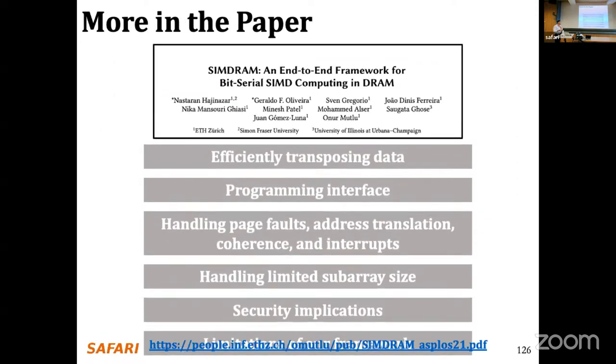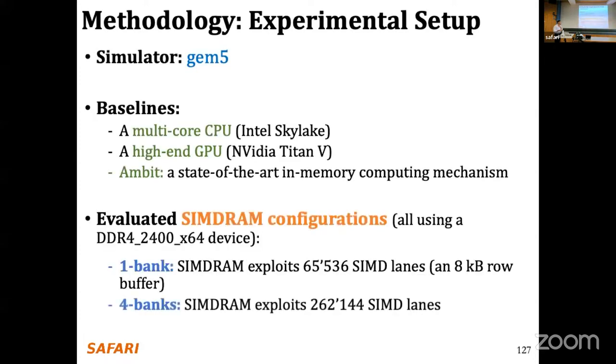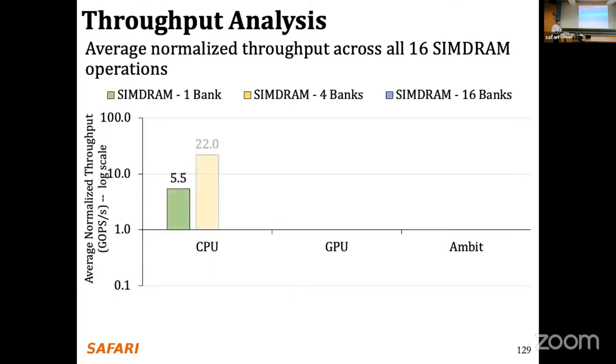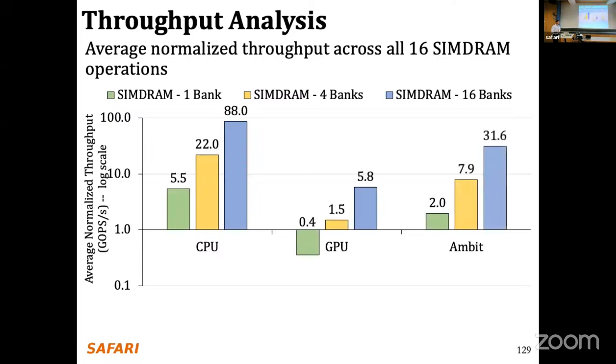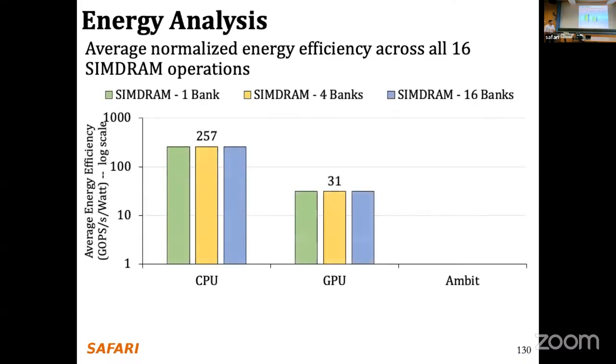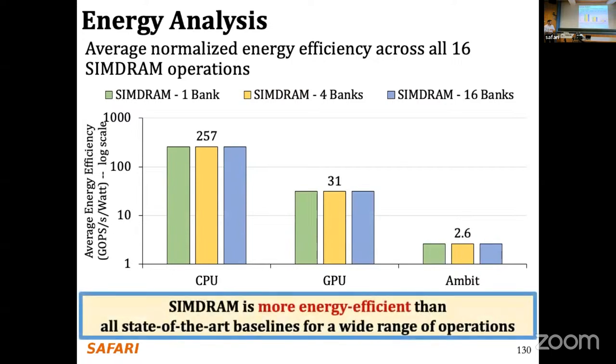And there are many more things in the paper. We evaluate this in simulation compared to a baseline CPU, GPU, and Ambit itself, and we evaluate several configurations. We have 16 operations that we implement in the paper: addition, multiplication, division, and some machine learning operations like ReLU, for example. And we use these operations to accelerate seven real workloads, from database workloads, machine learning, graphics, and neural networks. We show great performance improvements compared to the CPU system, also to the GPU system, depending on the number of banks that you have, and also compared to Ambit itself. We also have really great energy savings, or energy efficiency, compared to CPU, GPU, and Ambit.